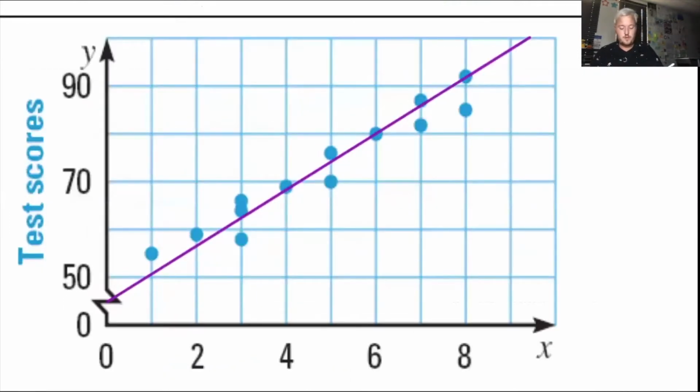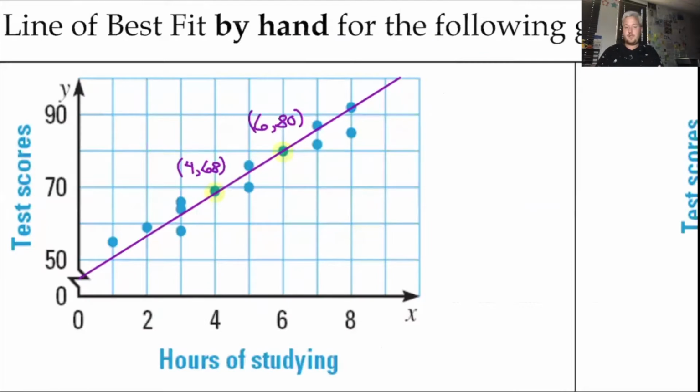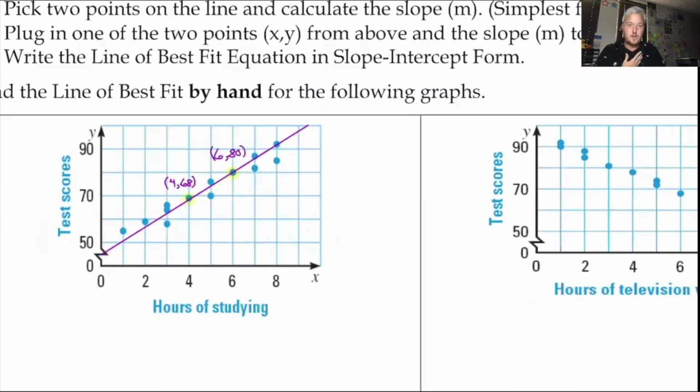So I'm going to use this point and this point. I'm going to use 6, 80. I can't draw. And then this point over here, I'm going to say is 4, 68. When you're doing your line of best fit, you may choose different points than I do, and that's completely okay. It doesn't have to be the exact same points that I pick.